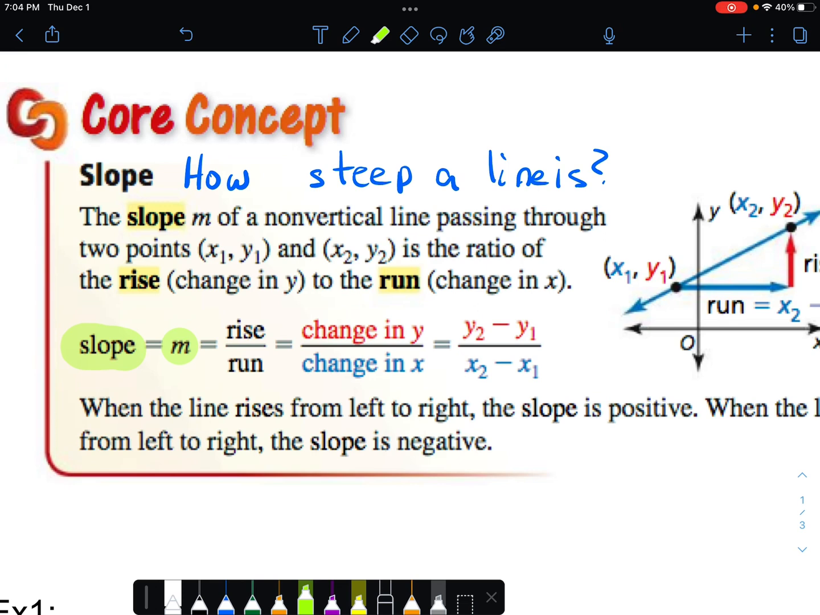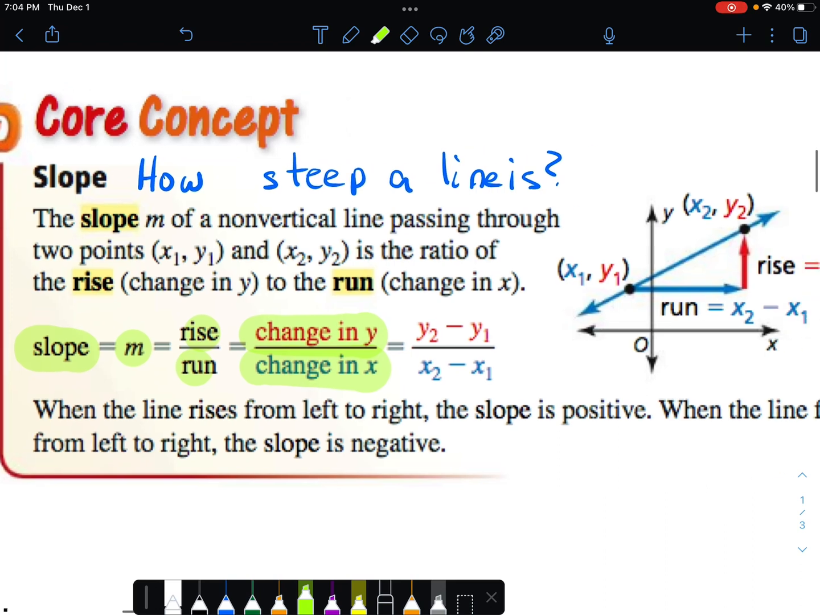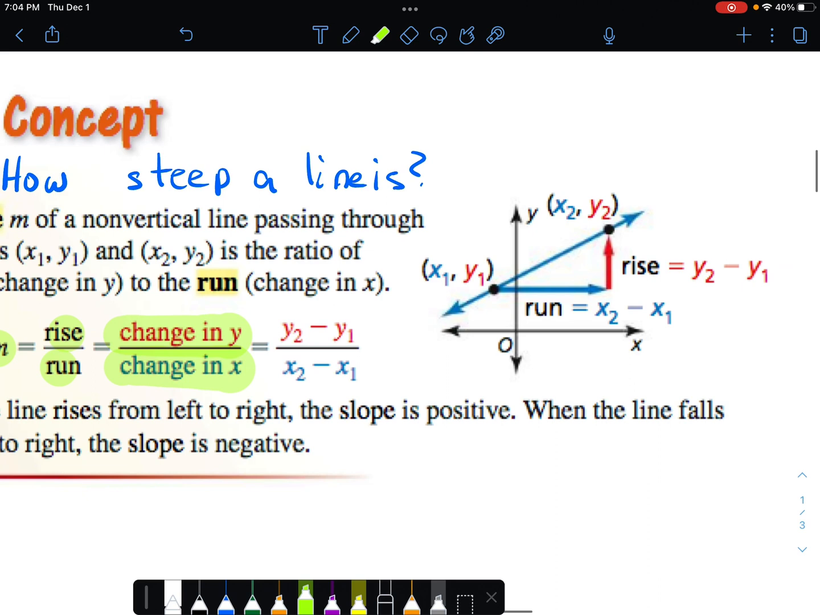And so the way we define m is it's a ratio of two numbers. It's a ratio of what we call the change in y to the change in x. This is also known as rise over run. And then on the right side, we can start to see the variables that come into play. But let's first just start by looking at what run and rise is.